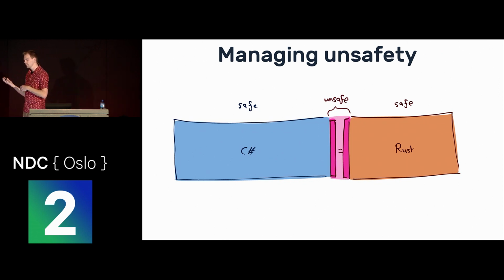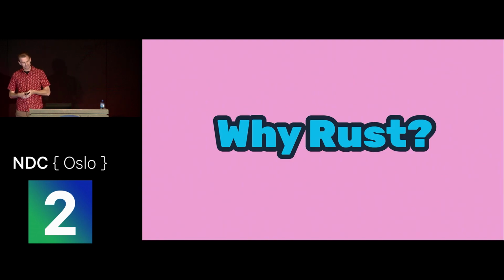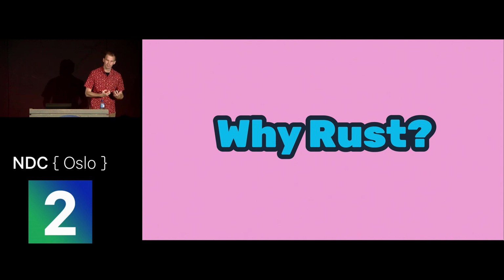So what we end up with in Seek is this very large, safe, idiomatic C# code base, a large, safe, idiomatic Rust code base, and then this thin slice of insanity in the middle. And it's that thin slice of insanity that we're going to be looking at today. So why Rust? I've kind of implied up to this point that Rust has something to offer us when building a storage engine that we felt made it more appropriate than C#.